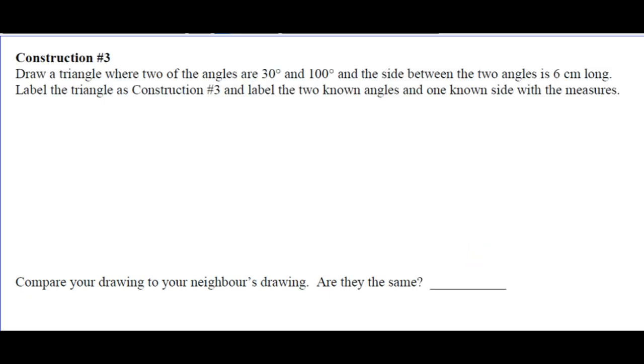Okay, draw a triangle where two of the angles are 30 and 100, and the side between the two angles is 6 centimeters. So draw yourself a 6 centimeter line, measure a 30-degree angle, measure a 100-degree angle, and make a triangle, right? How long? 6, that's what it says.